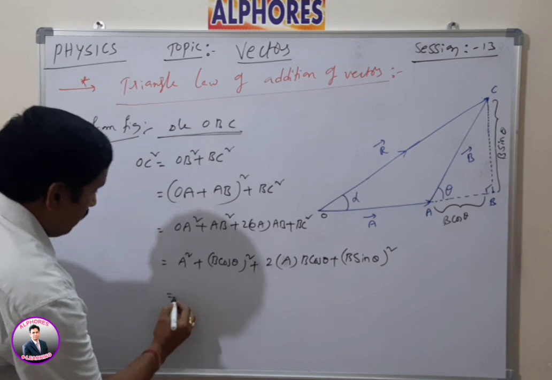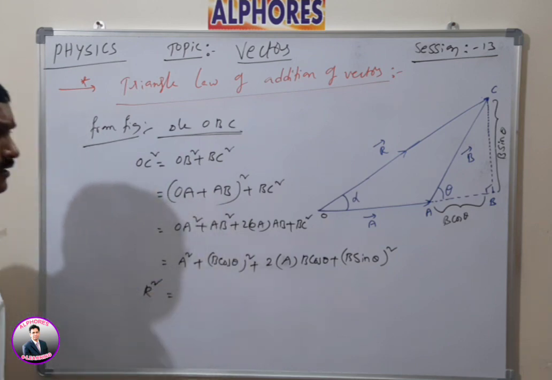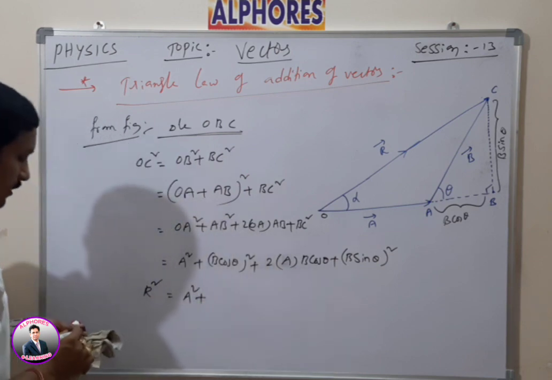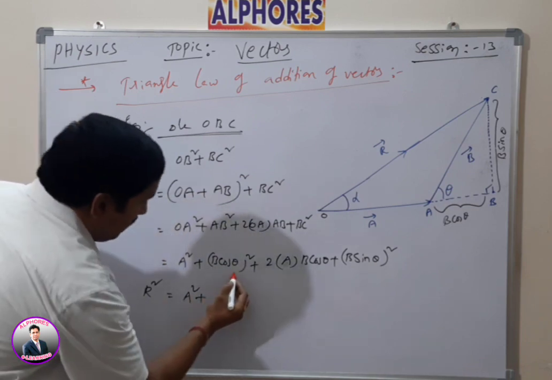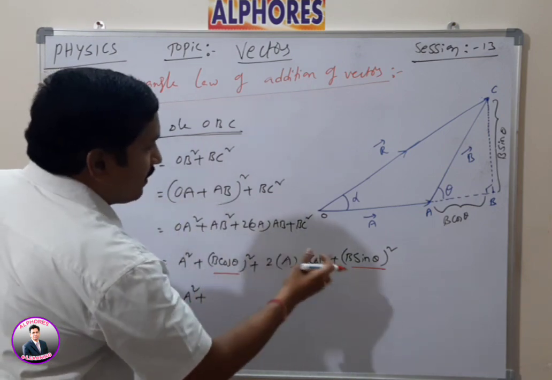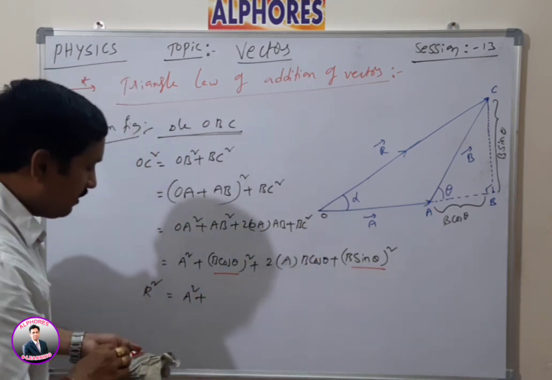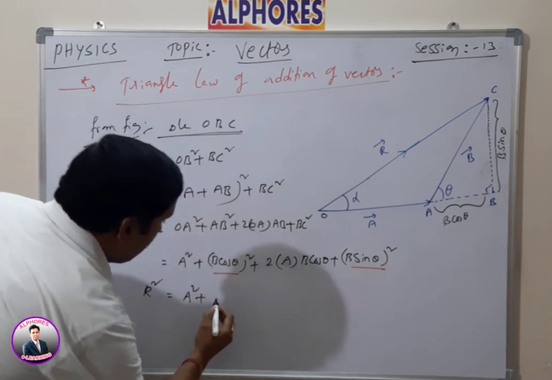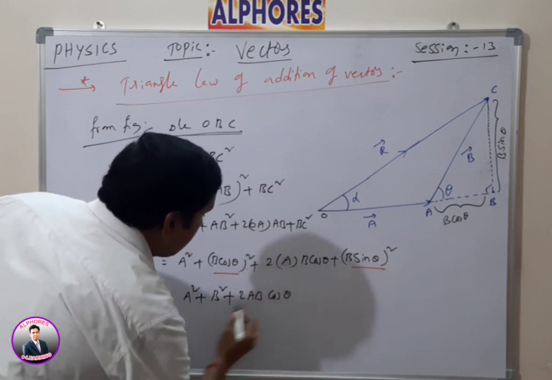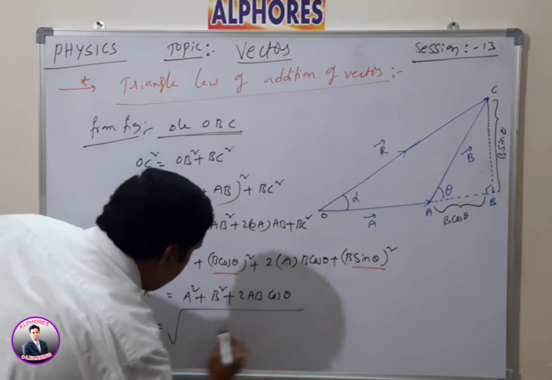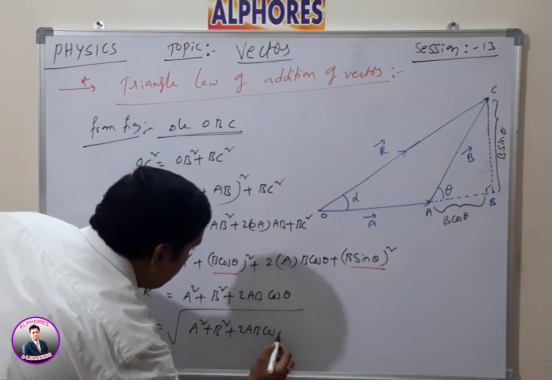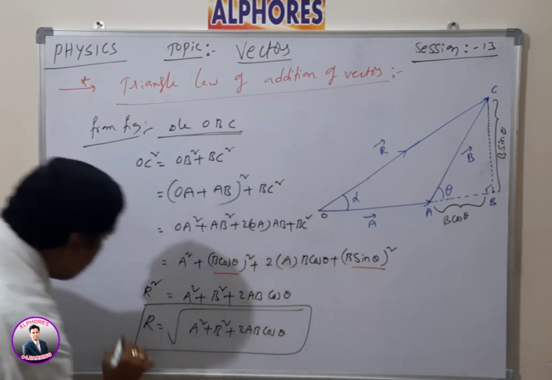Now OC, the resultant, is nothing but R square. So R square is equal to A square plus, by taking this expression, B square cos square theta plus B square sin square theta. Taking B square common, cos square theta plus sin square theta is equal to 1. So 1 into B square is again B square. That means it can be written as A square plus B square plus 2AB cos theta. So R is equal to root of A square plus B square plus 2AB cos theta. This is the method to find the resultant of these two vectors.